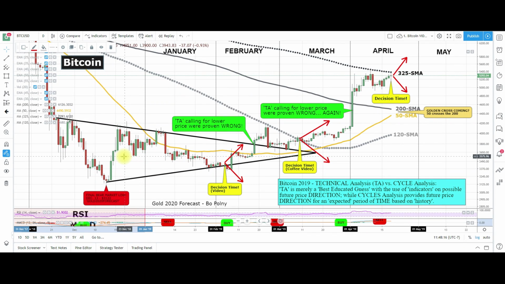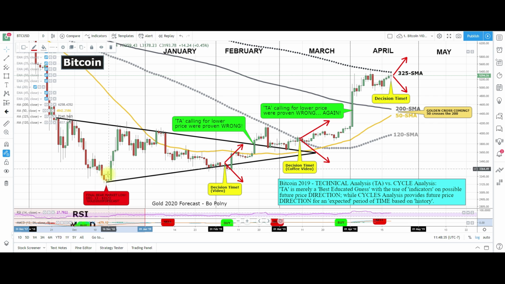Well, was cycle analysis correct for December? You bet it was. Have a look. Exactly on the 17th of December, Monday, as forecast, Bitcoin and Litecoin both spiked vertical and continued to go higher, exactly as forecast within cycle analysis.